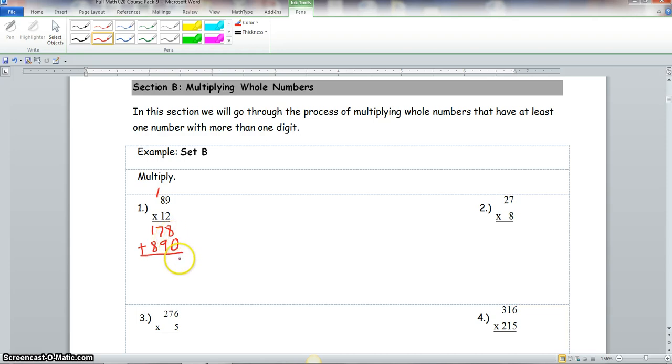Now we add 8 plus 0 is 8, 7 plus 9 is 16, carry a 1. 8 plus 1 is 9, plus 1 is 10. So it's 1068. Now we go to problem number 2. 8 times 7 is 56. Bring down your 6, carry your 5. 8 times 2 is 16, plus 5 is 21. So it's 216.